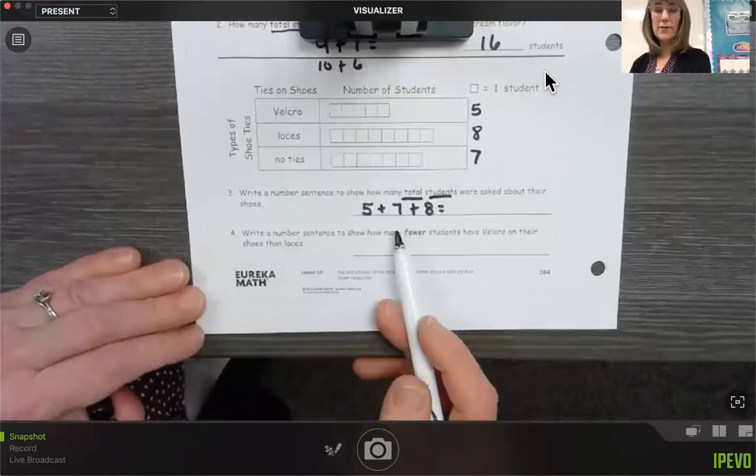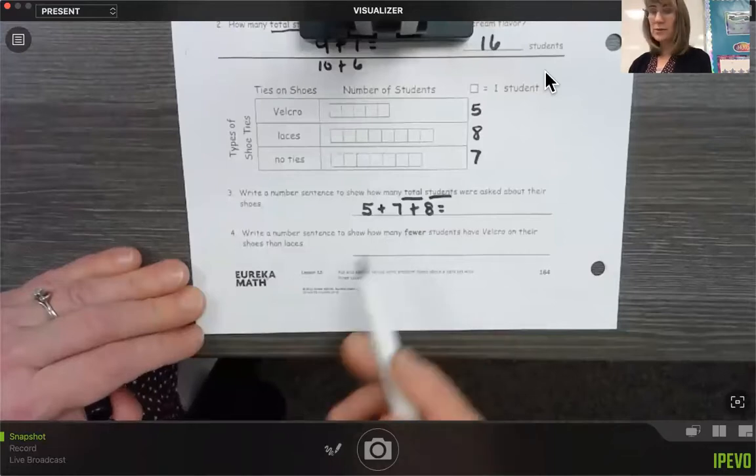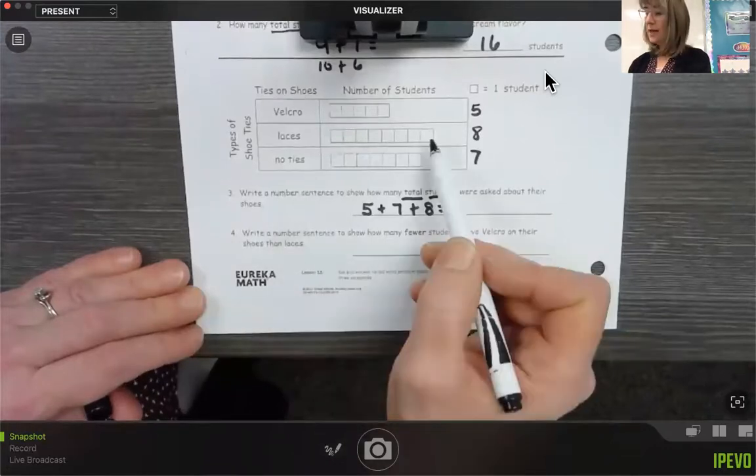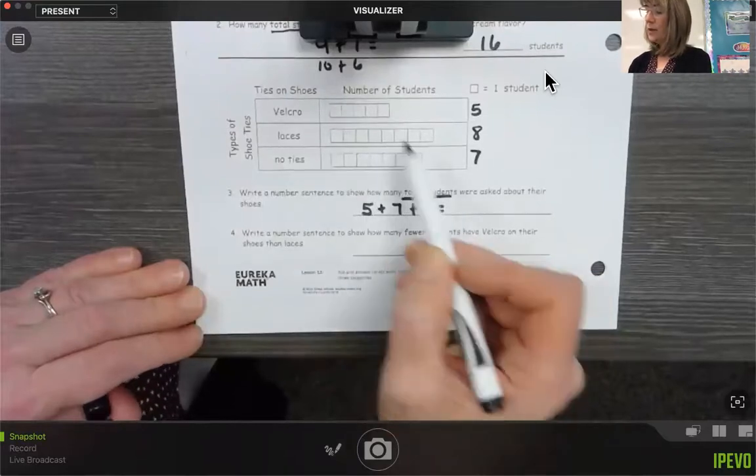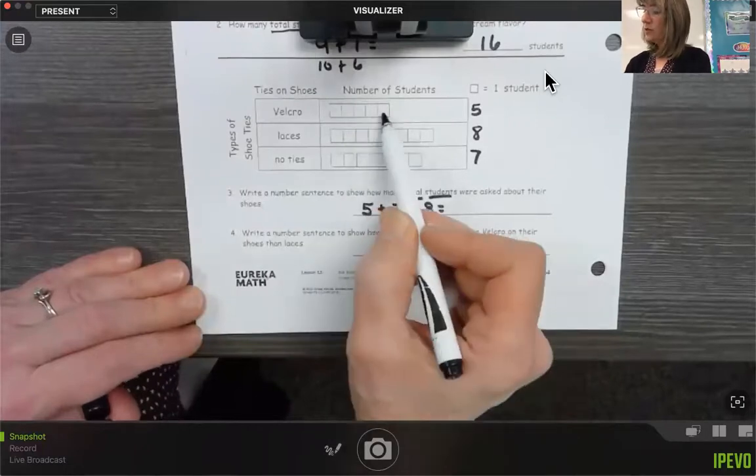One way I can solve it is by counting all the squares. So I know there's 8 on this one. That's the biggest one. I'll say that one first. 8, 9, 10, 11, 12, 13, 14, 15, 16, 17, 18, 19, 20. So my answer is 20.